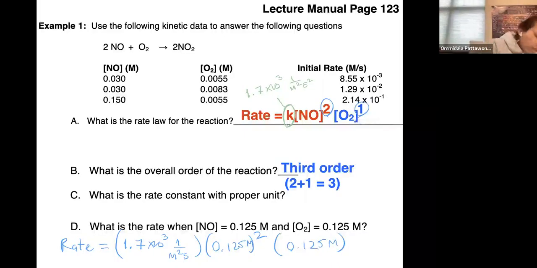So what you are going to do is square both the number and the unit. In this case, the molar squared would eventually cancel out. Don't forget to square the number as well. If you do the math correctly, your rate would come out equal to 3.3 molar per second, because you have molar here and per second there. So D would be 3.3 molar per second.